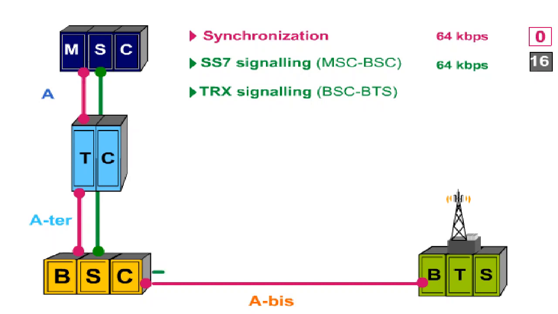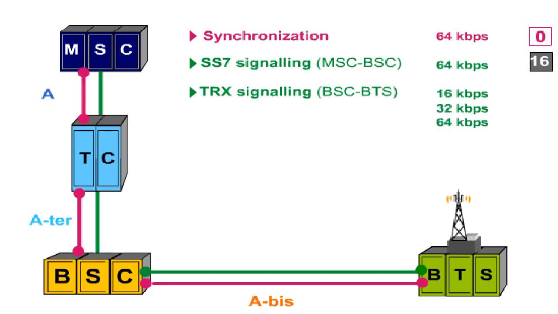The TRX-related signaling between the BSC and the BTS is transmitted over the A-bis interface at 16, 32 or 64 kilobits per second depending on the producer. O&M alarms from the transcoder are transmitted to the BSC over the ATER interface at 16 kilobits per second or as in-band signals through a normal traffic channel.